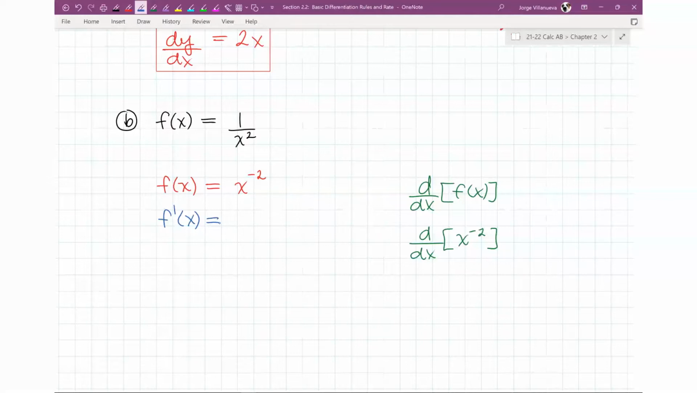Now, I got to take the power down. So this is negative 2 times x to the negative 2 minus 1. Well, that's a negative 3. So that's negative 2 times x to the negative 3. That means that f prime of x is negative 2 over x cubed.